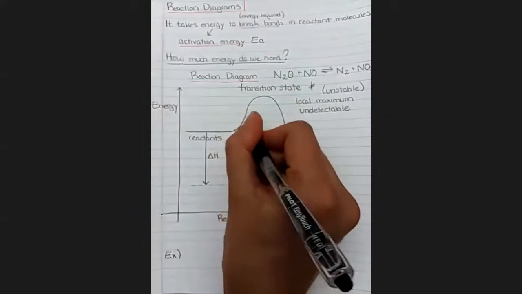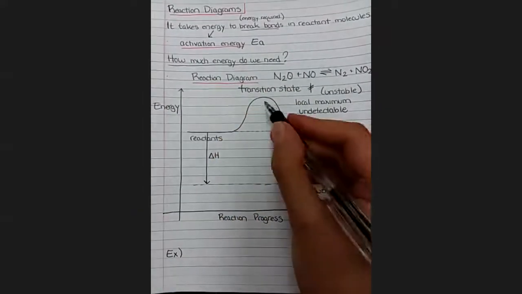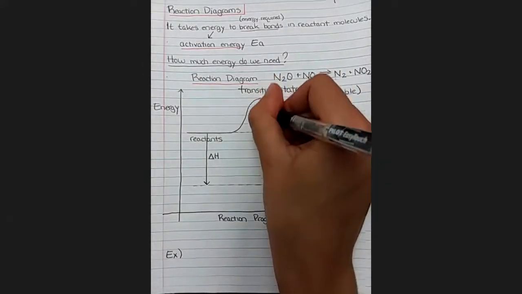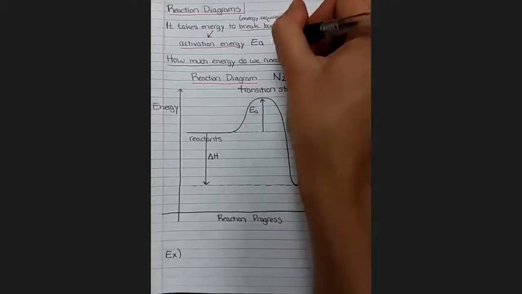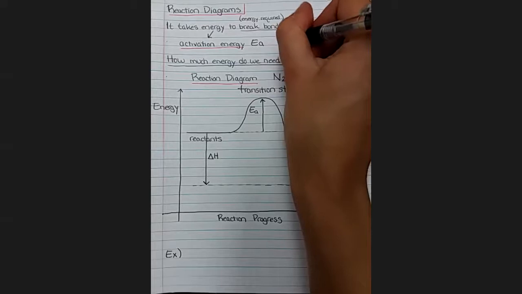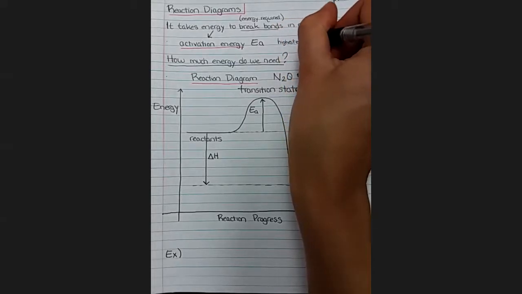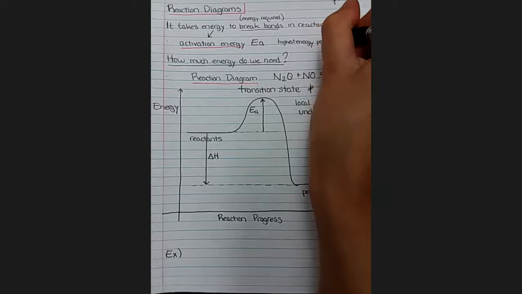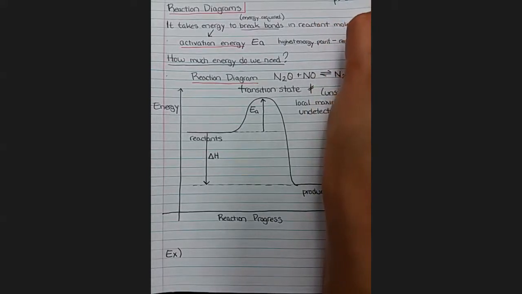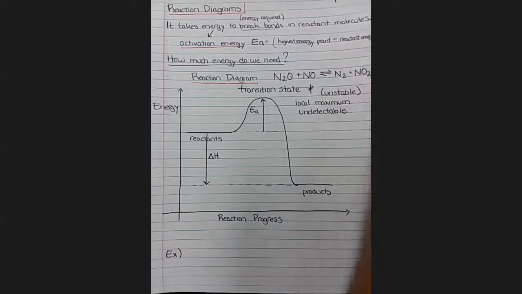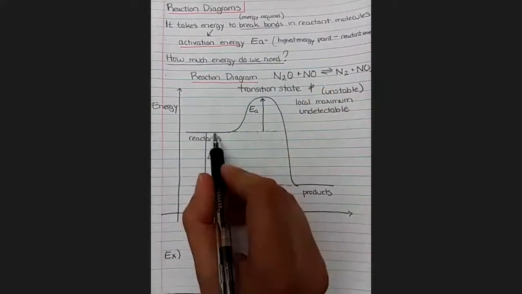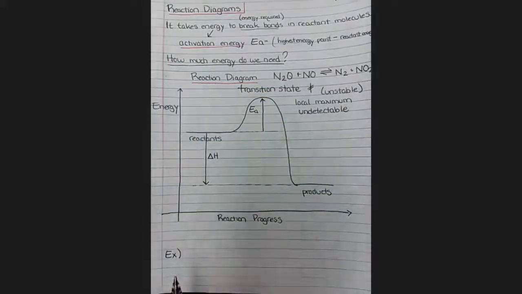So we can label our activation energy on the diagram as the difference between the reactant energy and the highest point on the diagram. So in this case, it's going to be this value here. So it's the highest energy point minus the reactant energy. So if there were multiple different maxima, you would connect the reactants to whatever the highest one was.